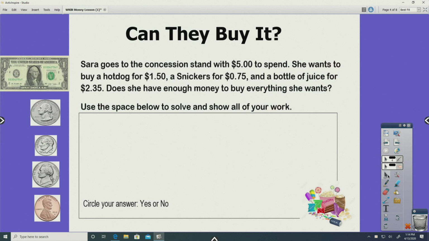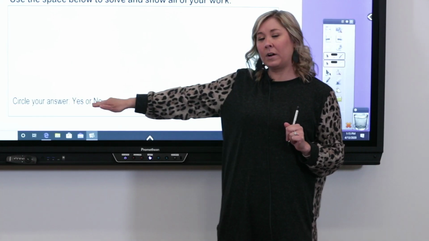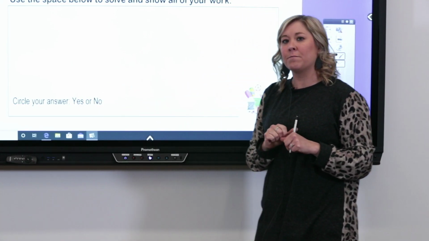She wants to buy a hot dog for $1.50, a Snickers for 75 cents, and a bottle of juice for $2.35. Does she have enough money to buy everything she wants? So we're going to use this space to show our work, and then we're going to circle yes or no. Does she have enough money?